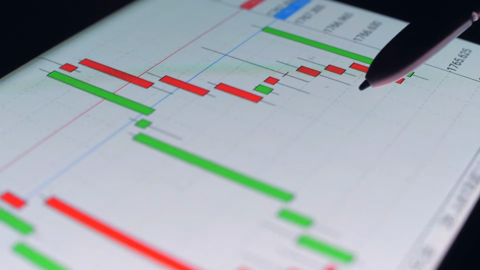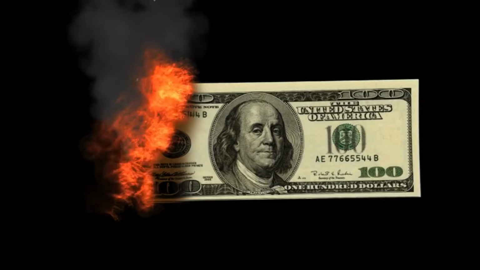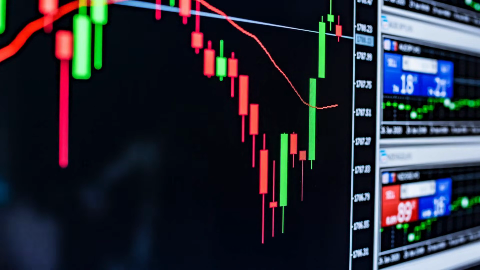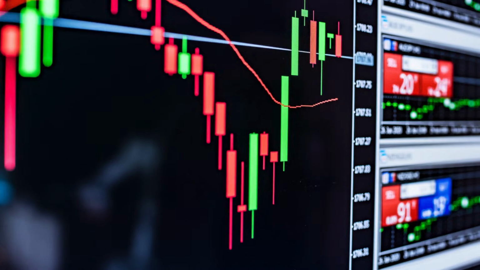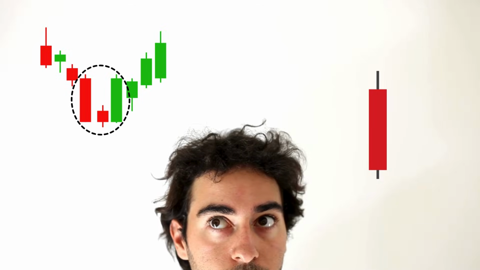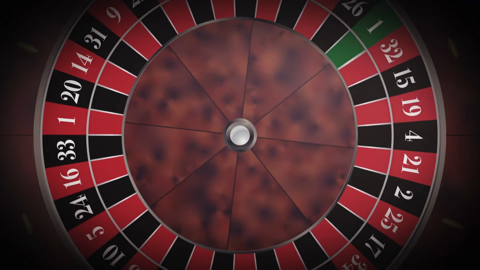If you don't understand candlesticks, you are trading blind. And in Forex, trading blind means losing money fast. So every single candle on the chart, guys, is telling you a story. It's telling you who's in control, where price might go next, and when it's time to enter or exit a trade. If you don't understand how to read candlesticks, you're gambling and you're not really trading.